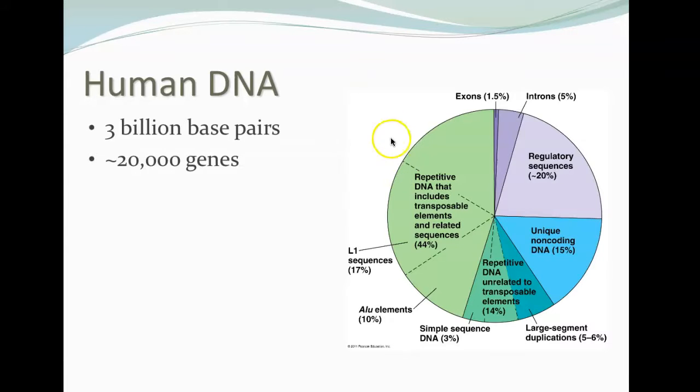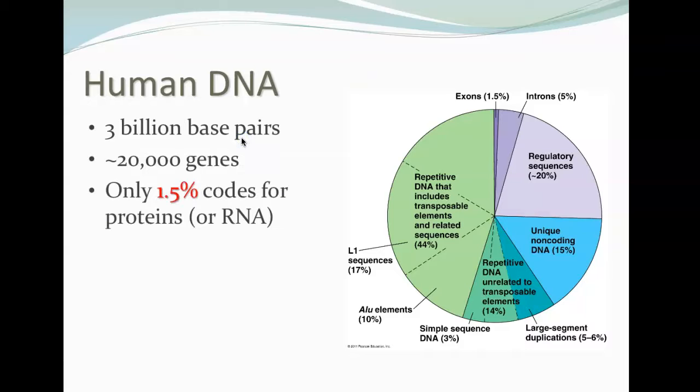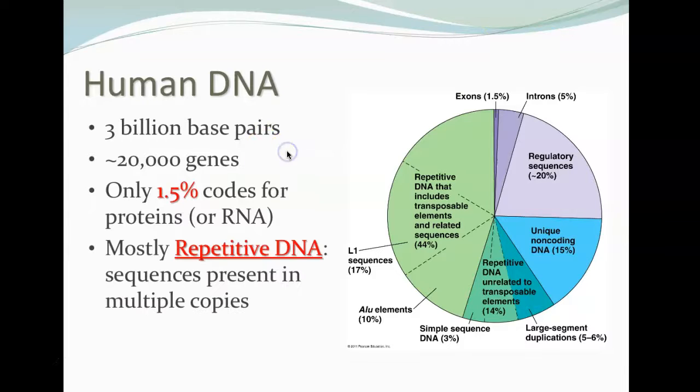Okay, and so let's talk a little bit about human DNA. 3 billion base pairs, 20,000 genes. What is all of that DNA really made up of? And so something that's really interesting is that only 1.5% of our DNA actually codes for proteins. Only 1.5%. That's crazy. That means that 98.5% of our DNA is like useless, which is really weird, I think.